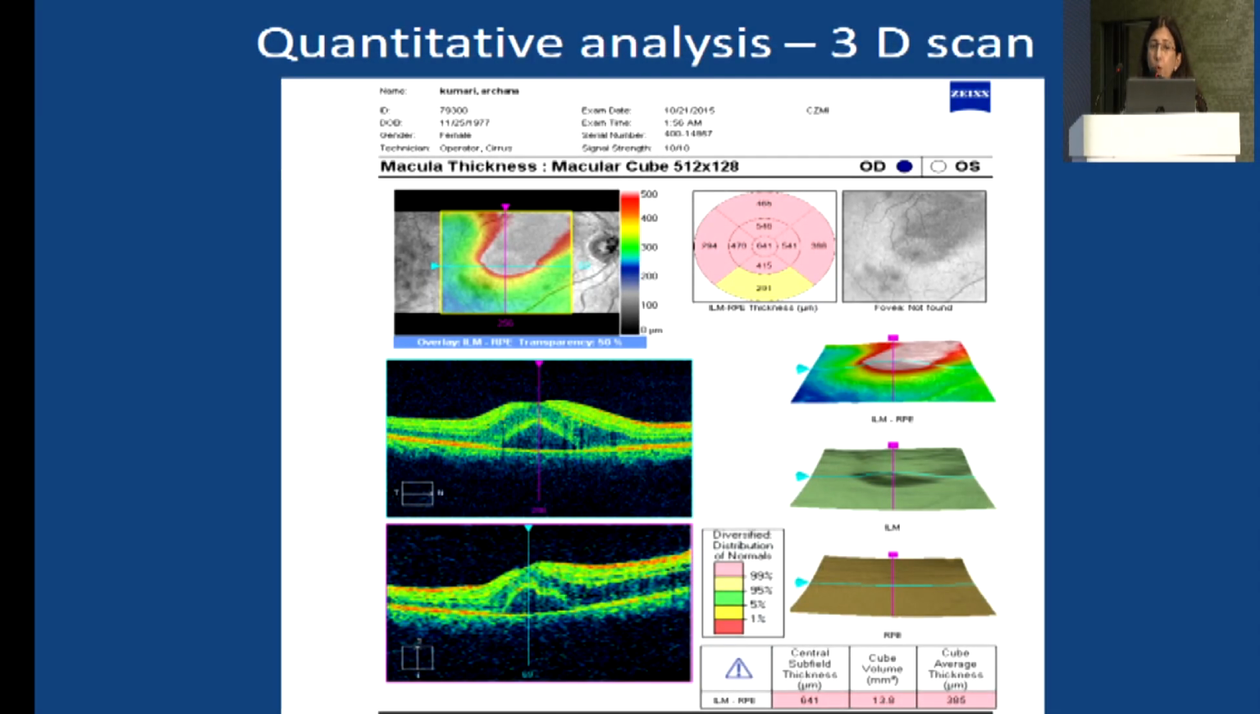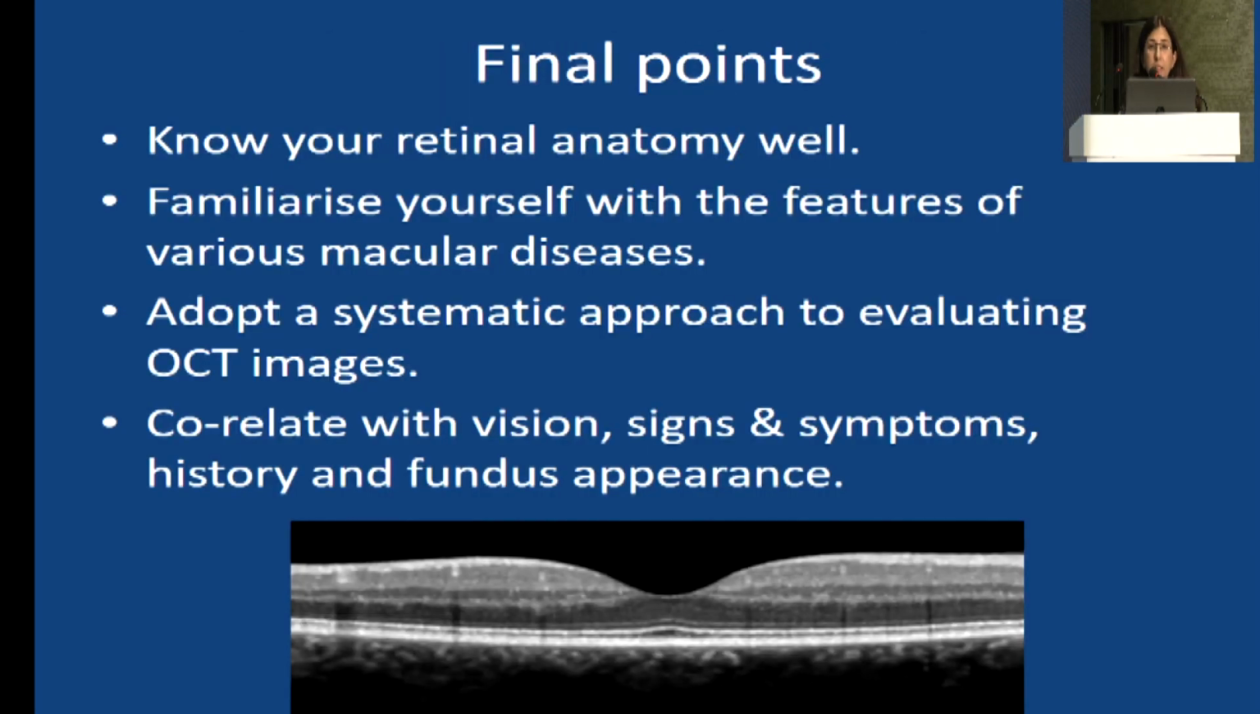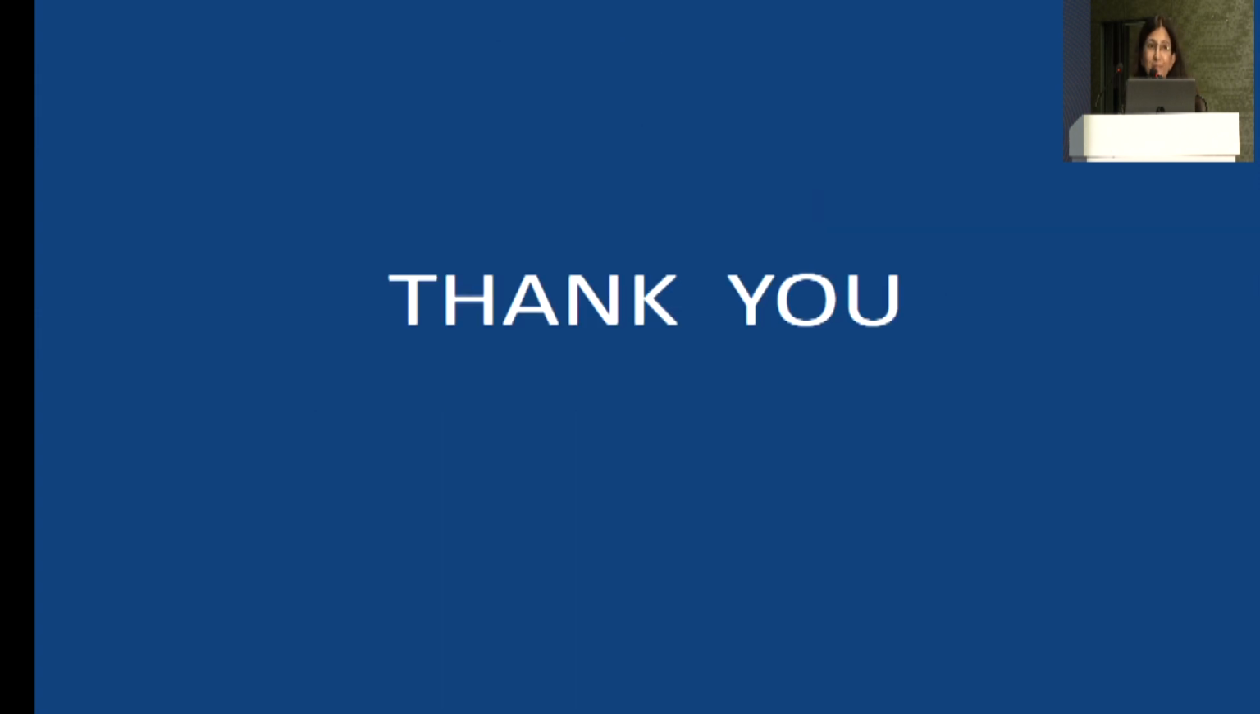So coming to quantitative analysis, this gives an overall idea of the thickness and the volume of the layers, and this is how we keep mapping and following the response to treatment. So finally, you should always know your anatomy well, you should know which are the OCT features, follow a systematic approach, and always correlate clinically. Thank you.